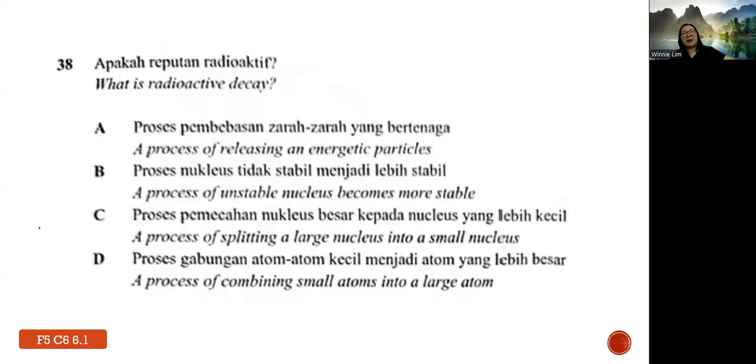Number 38. What is radioactive decay? A process of releasing energetic particles, not correct. A process where an unstable nucleus becomes a stable one, yes. And then this one, a process of splitting of large to small? Actually, the terminology used is wrong. We do not have the words large, small, small, large. It's heavier, lighter, lighter, heavier. D also not related at all. So all these are not correct.